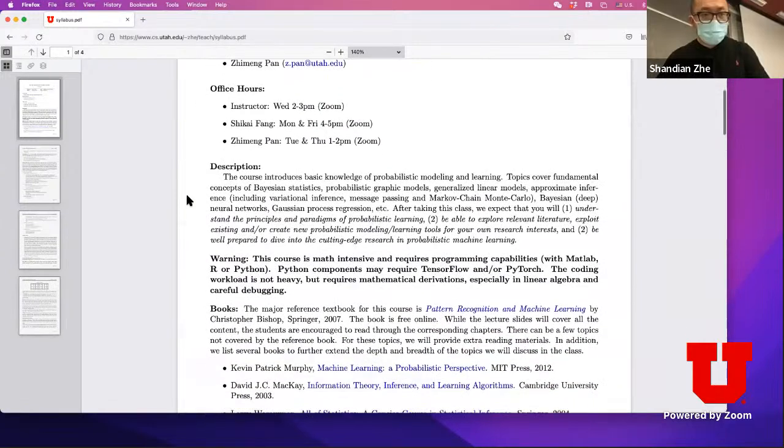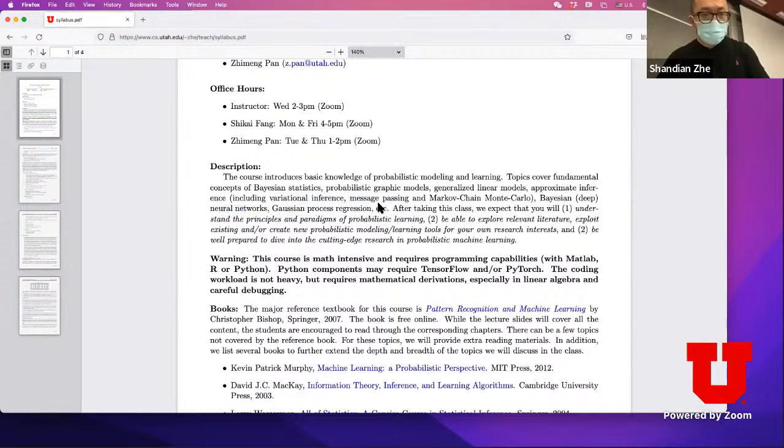Okay, so I'm just reading through the course description. This course introduces basic knowledge of probabilistic modeling and learning. Topics cover fundamental concepts of Bayesian statistics, probabilistic graphical models, generalized linear models, and approximate inference, including variational inference, message passing, and Markov chain Monte Carlo, as well as Bayesian neural networks, Gaussian processes, and so on.